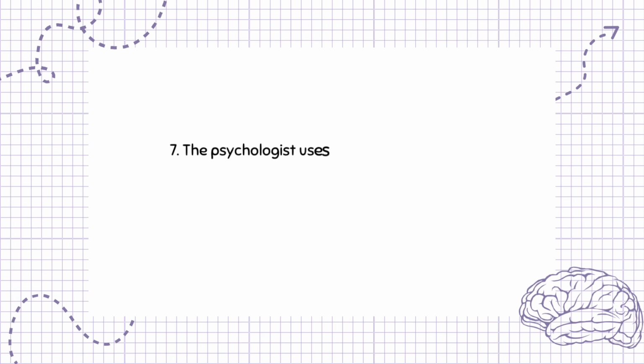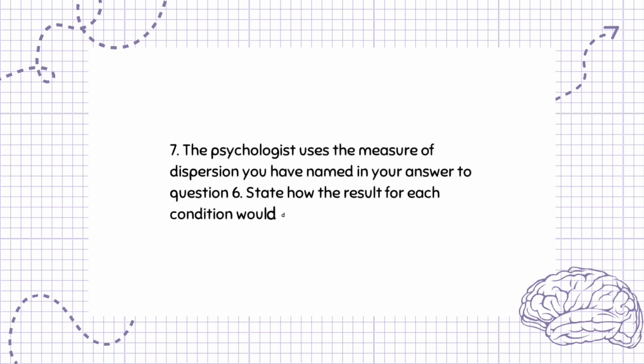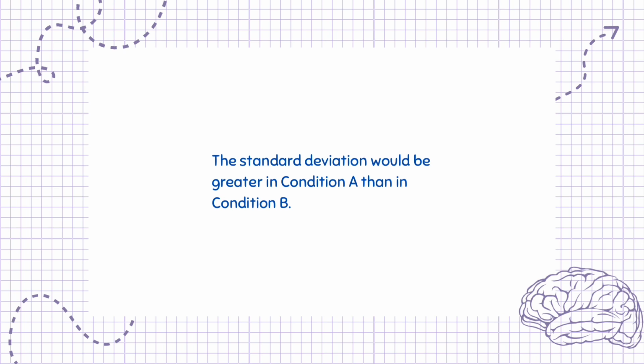Question 7. The psychologist uses the measure of dispersion you have named in your answer to question 6. State how the result for each condition would differ. 1 mark. The standard deviation would be greater in condition A than in condition B.